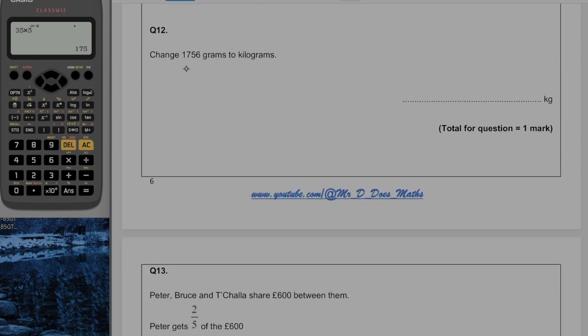Question 12. Change 1,756 grams into kilograms. There are 1,000 grams in a kilogram, so that would be 1.756.